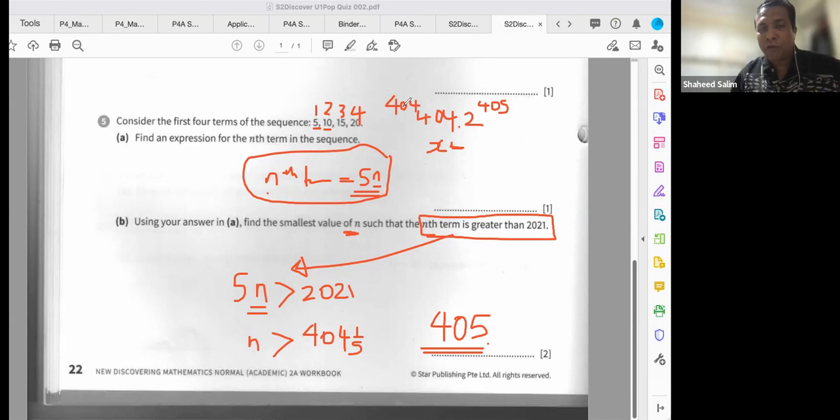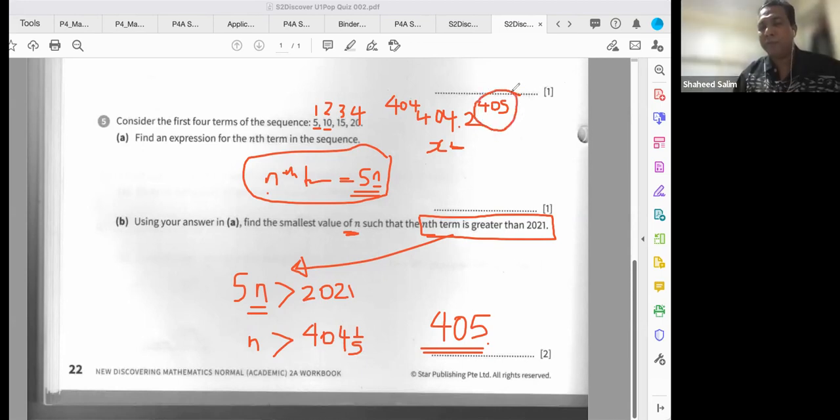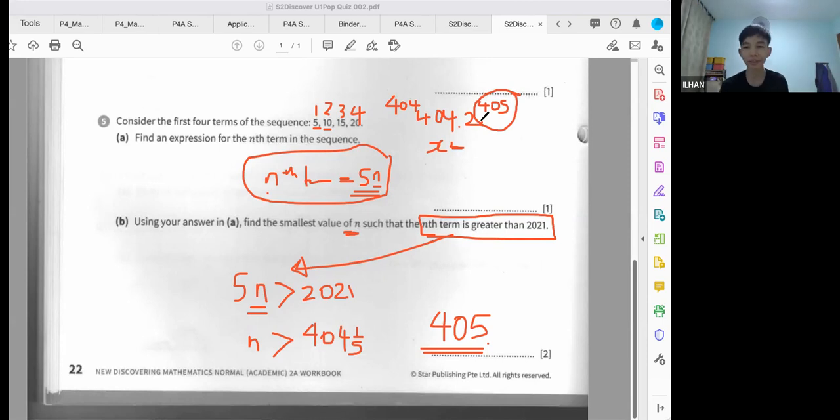N cannot be 404 because it has to be bigger than 404.2. So the smallest position is 405. Alright, I got it now. Get it, okay, yeah.